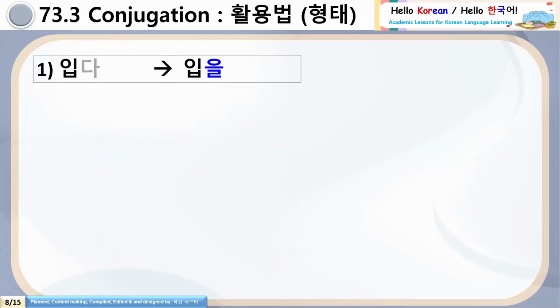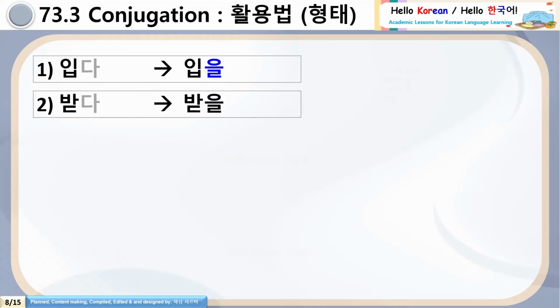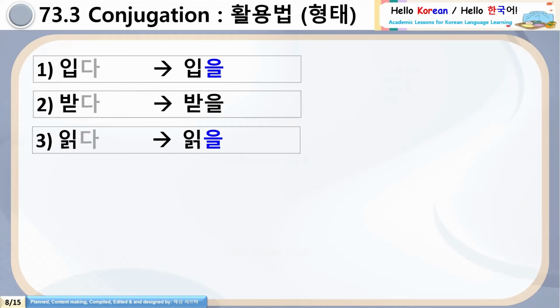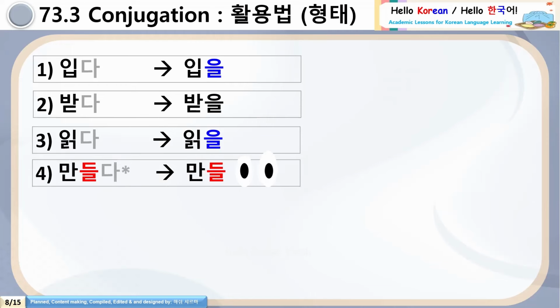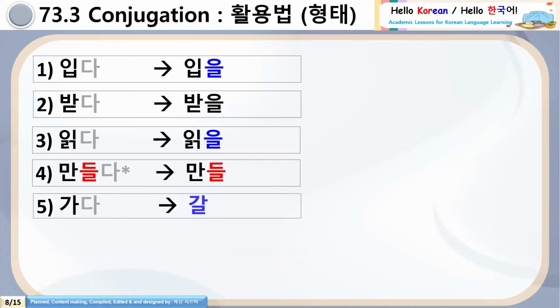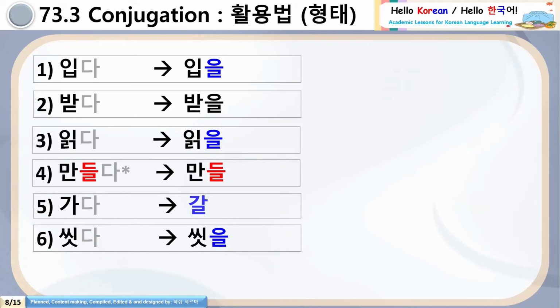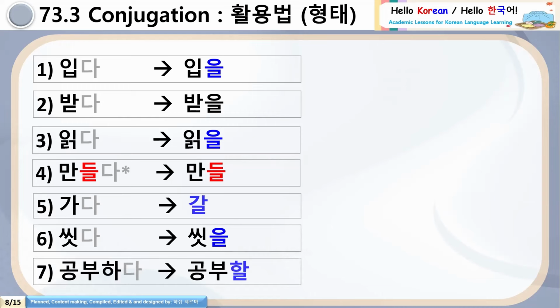Next is conjugation. Few more examples are here. Number 1, ipta, ibal. Number 2, phatta, phadal. Number 3, ikta, ilgal. Number 4, mandalda, mandal. Irregular conjugation. Number 5, khada, khal. Number 6, shitta, shisal. And number 7, kumbuhada will be kumbuhal.